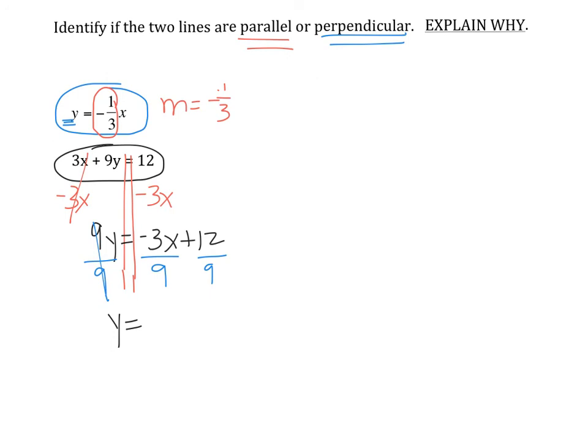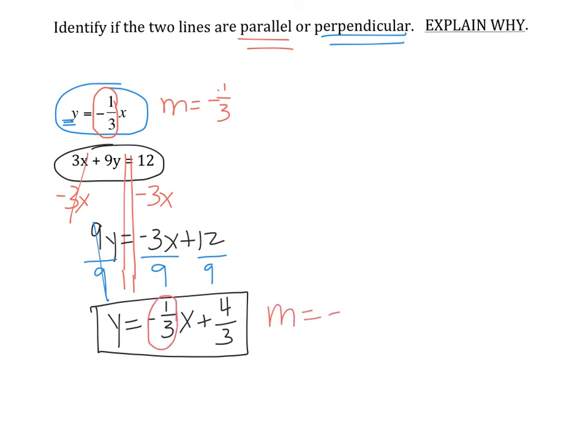Negative 3 over 9 is actually the same as negative 1/3. And I'm going to reduce 12 over 9. I'm going to divide the top by 3 and the bottom by 3 and get 4/3. The second equation in slope-intercept form is y equals negative 1/3 x plus 4/3. I can go here straight to my slope, identify that the slope is negative 1/3, and I can say that these two lines are parallel.